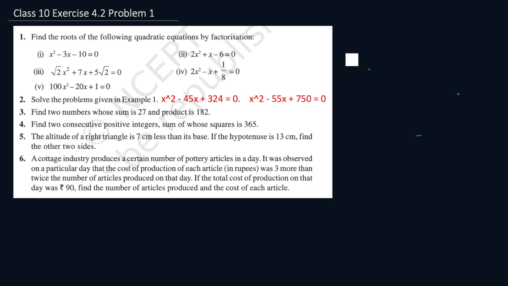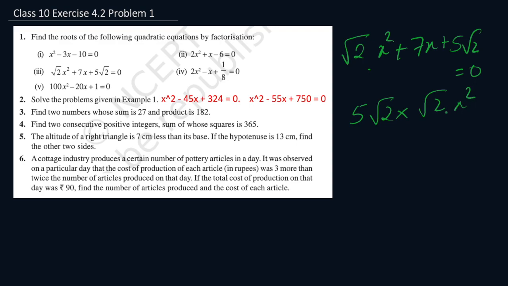Now let us see our third question. It is root 2x square plus 7x plus 5 root 2 equals to 0. Now first we will multiply a and c, that is 5 root 2 times root 2 x square. So this is 5 into 2 x square, this is 10x square. Now how can we split this so that we get 7x? We can split it as 5x plus 2x.